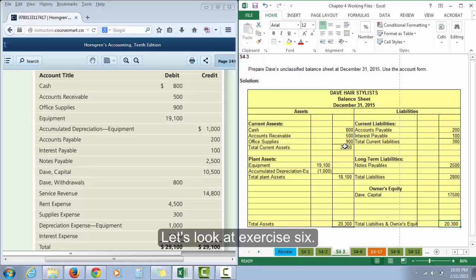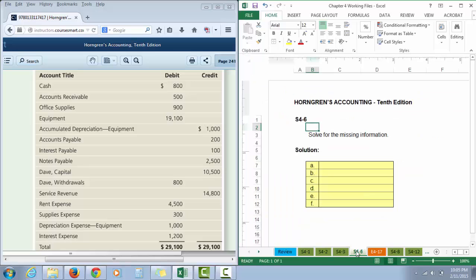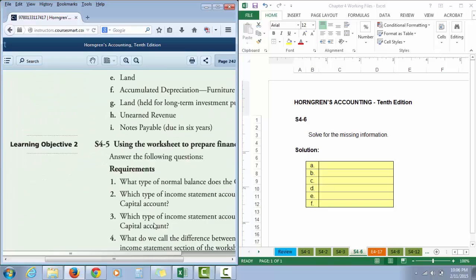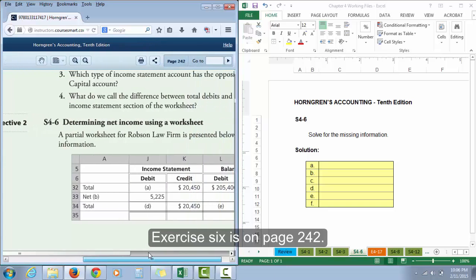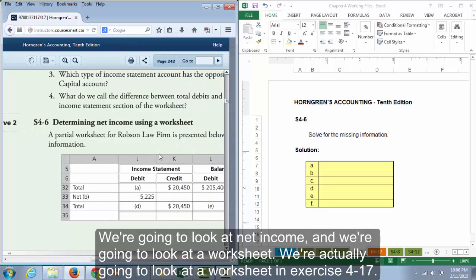All right, so now let's look at exercise 6. Let's go over here to your text. Exercise 6 is on page 242. So we're going to look at net income, and we're going to look at a worksheet. We're actually going to look at a worksheet in exercise 4-17.